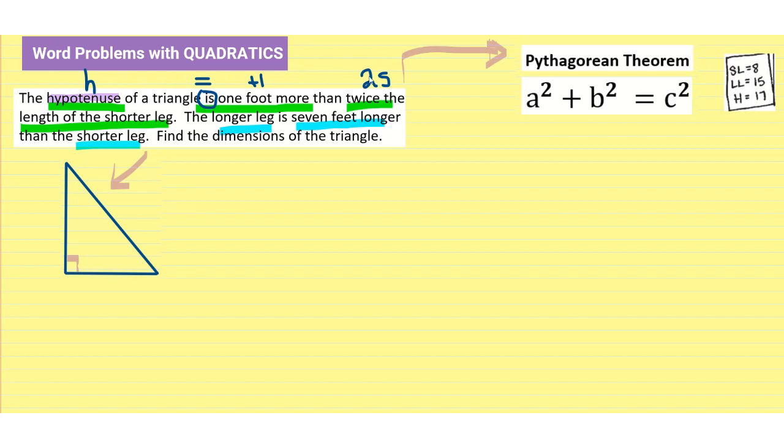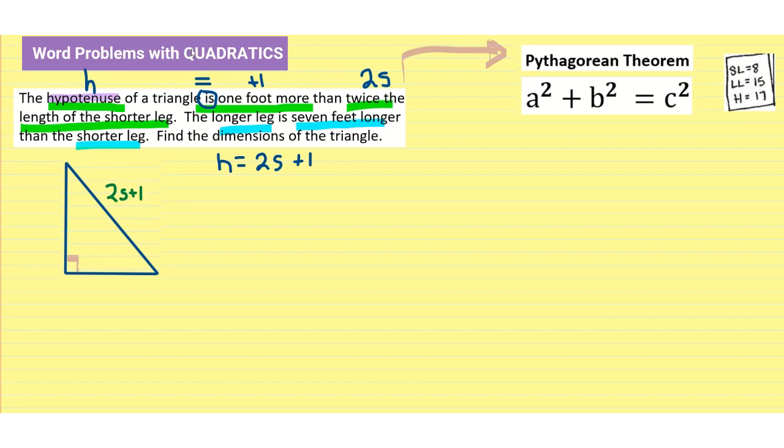So I have now given myself a conversion from English words to math language. I have created an equation. The hypotenuse is equal to, plus 1 goes on the back end, but it's plus 1 more than 2 times the short leg. So that means my hypotenuse, which is this long side opposite that right angle, can be equal to the expression 2S plus 1.